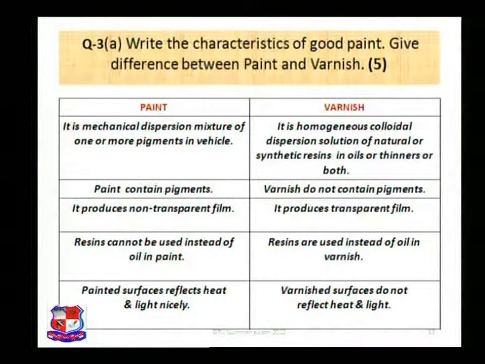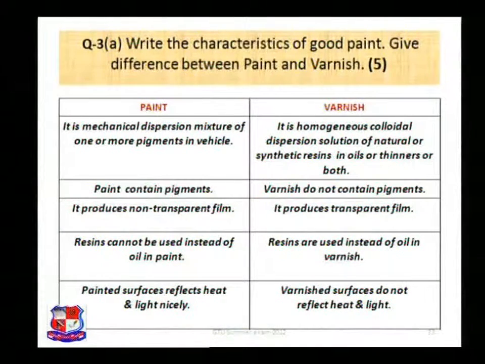The second thing that you can read very clearly: paint contains pigment, varnish does not contain pigments. The third difference: paint produces a non-transparent film and varnish produces a transparent film. In paint, resins cannot be used instead of oil, but in varnish resins can be used instead of oil. Okay, so these are the main differences that one has to write. Painted surfaces reflect light and heat very nicely, but varnish surfaces do not reflect light and heat. So this one has to be remembered.